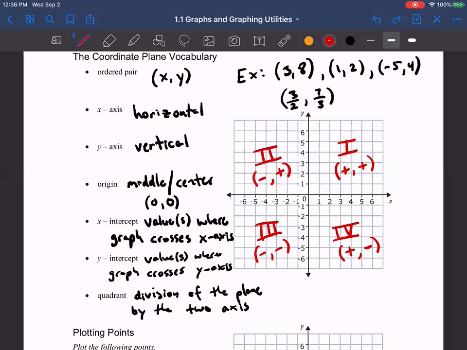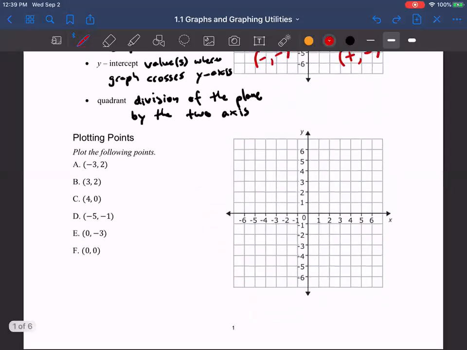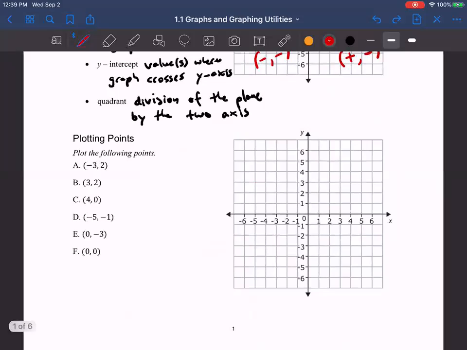I'm going to pause here real quick to see if we have any questions. All right, so now moving down, we're going to try this with a few points, and I'm going to try and color coordinate it for you.